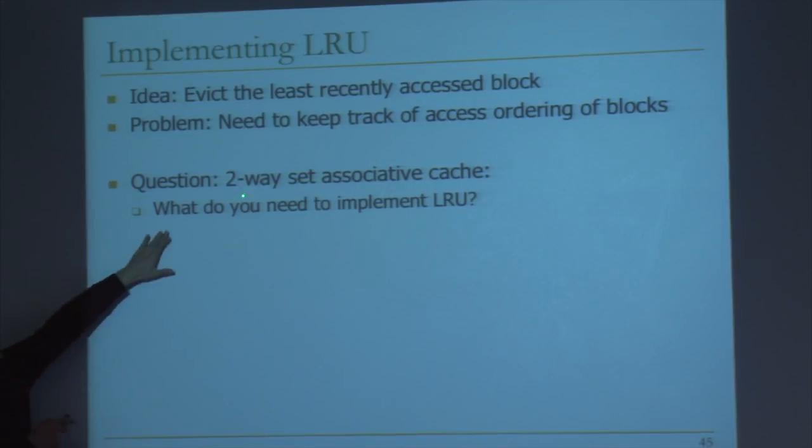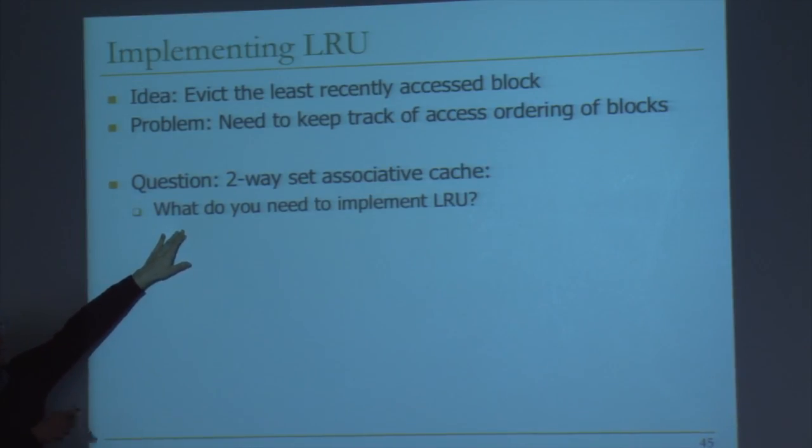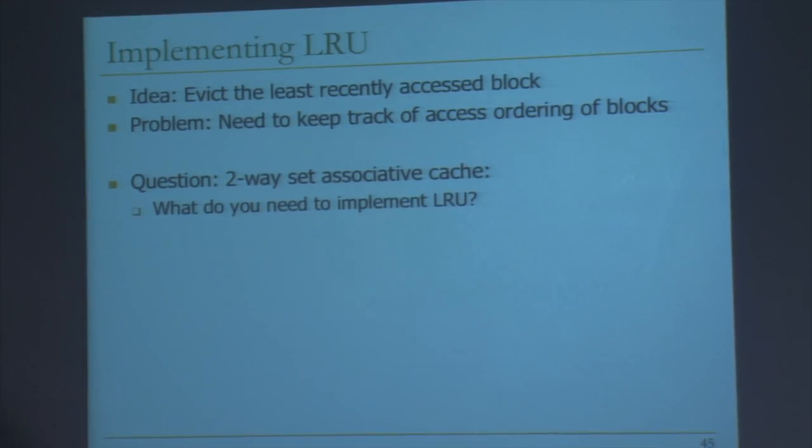Okay, one question. If you have a one-way set associative cache, a direct-mapped cache, is this a problem? No, there's no replacement policy for a direct-mapped cache, right? Because a block can go into one location only. If you have a two-way set associative cache, what do you need to implement LRU? How do you decide that order? A bit, right? And that bit specifies which way is the least recently used. And by definition, the other one is the most recently used because we have only two ways.